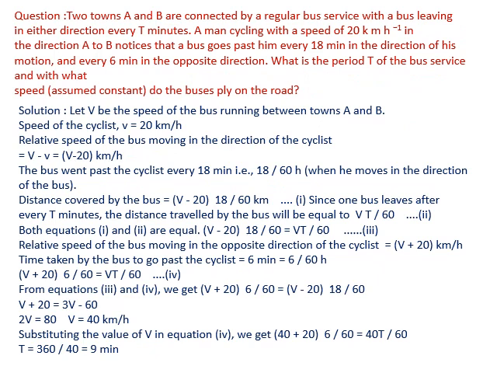Now, another problem. There are two towns A and B connected by a regular bus service, with a bus leaving in either direction after T minutes. A man cycling with a speed of 20 km per hour in the direction A to B notices that a bus goes past him every 18 minutes in the direction of his motion and every 6 minutes in the opposite direction. What is the period T of the bus service, and with what speed do the buses ply on the road? Try to solve it first and then compare your solution with the slide.